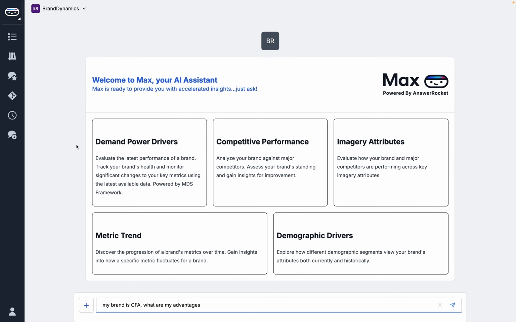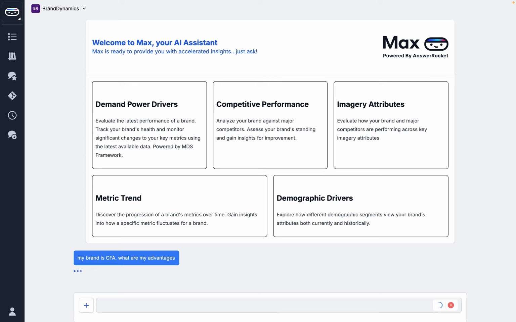We can see that Max has a number of different analysis capabilities like demand power drivers, demographic drivers, imagery attributes, and others. But maybe a user doesn't want to know a specific one of those analyses and they just want to ask an ad hoc question. I've got one here. My brand is CFA. What are my advantages?